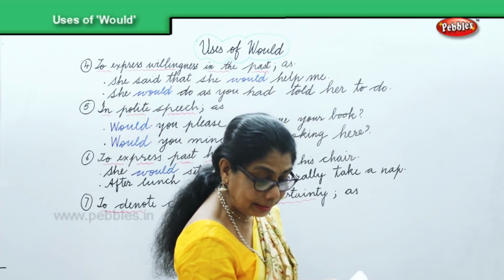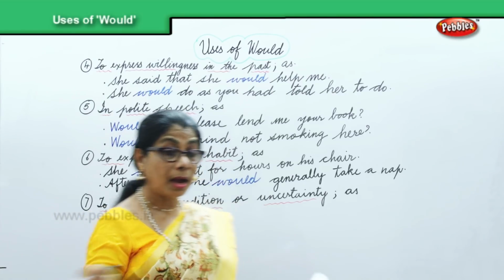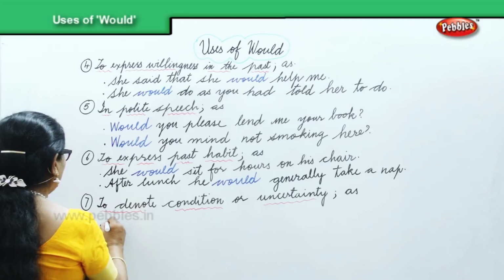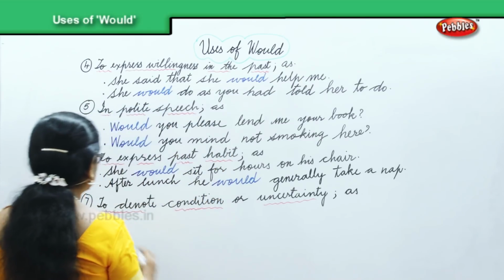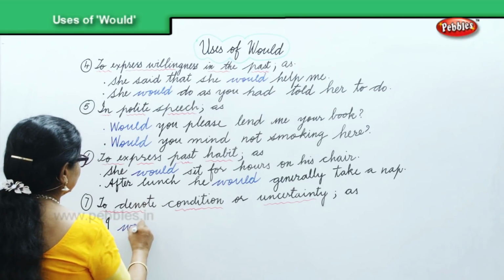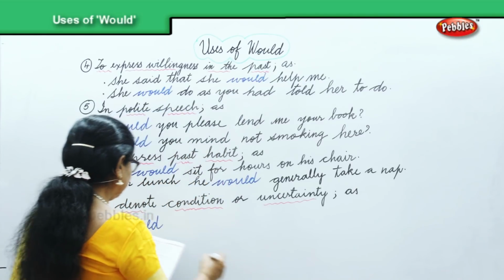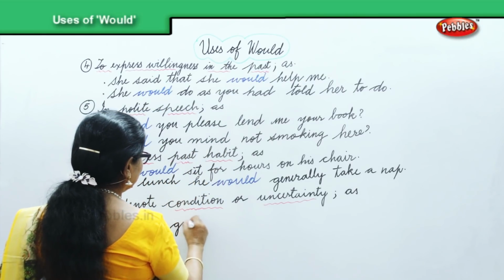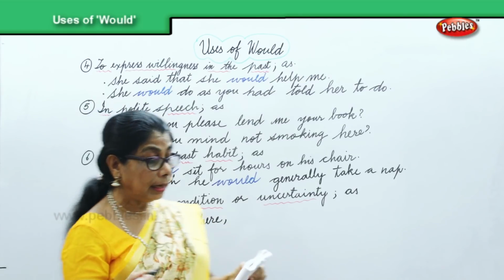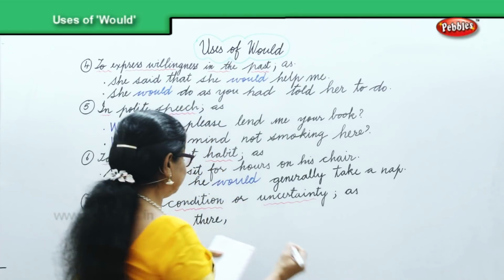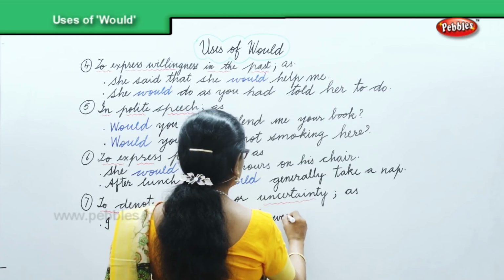All right. Look at the sentence we have here. I would go there if I were asked. I would go there. Uncertainty or condition. I would go there if I were asked.